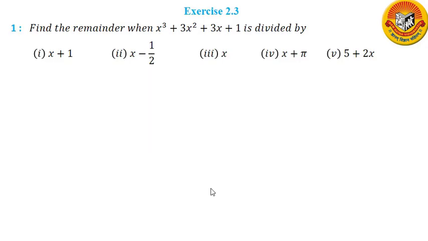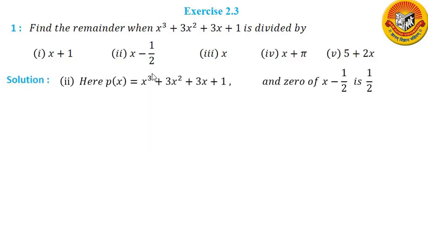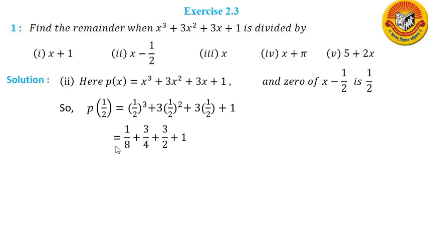Now let us see the second question. Here we have to find the remainder when x cube plus 3x square plus 3x plus 1 is divided by x minus half. Now for this x minus half, the zero is plus half, so I will find P of half. P of half is 1 by 2 cube plus 3 into 1 by 2 square plus 3 into 1 by 2 plus 1. So the result I will get is 1 upon 8 plus 3 upon 4 plus 3 upon 2 plus 1.